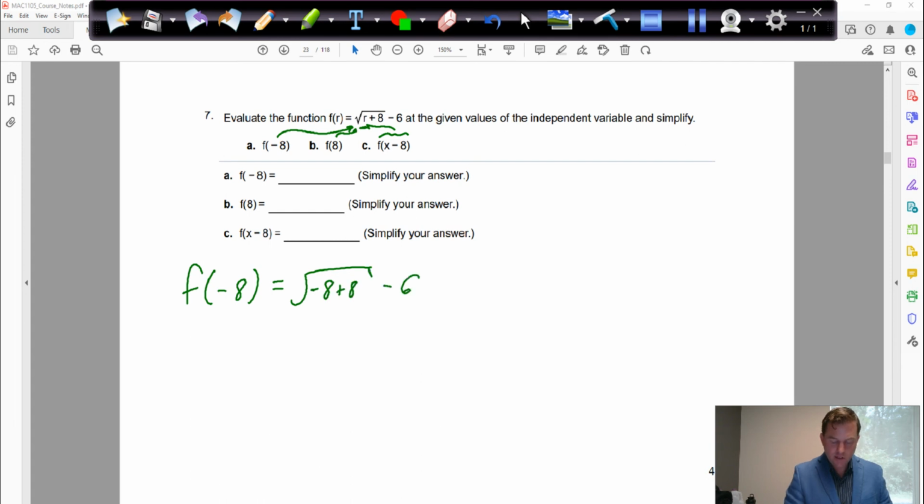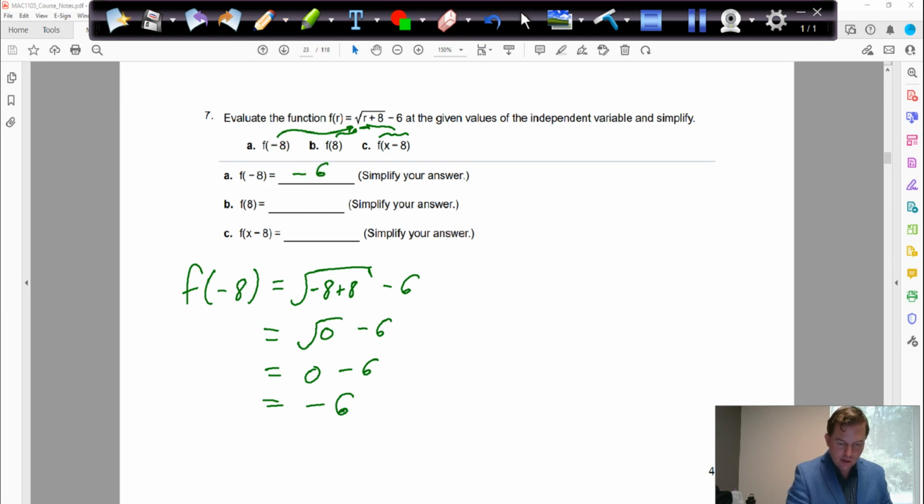And be careful, a lot of my students wanted to write the minus 6 underneath the square root sign. Notice the square root sign ends right here. It does not include that 6. So try not to make that mistake. Okay, minus 8 plus 8 is 0. So we get the square root of 0 minus 6. Square root of 0 is 0. So 0 take away 6 is just negative 6.